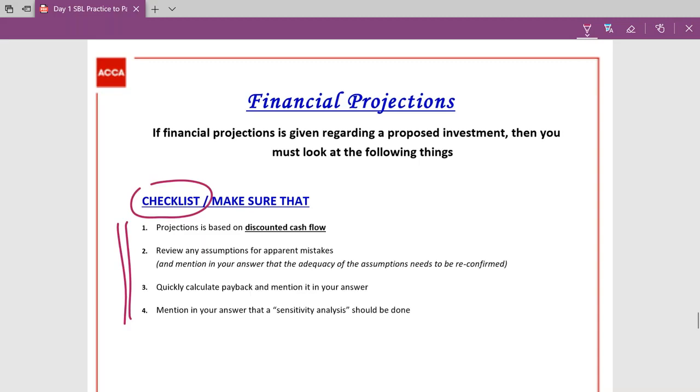So remember, boys and girls, these four things. Whenever you see a financial projection in front of you, just go through these four items and you are done. And I would actually demonstrate that in our case study.